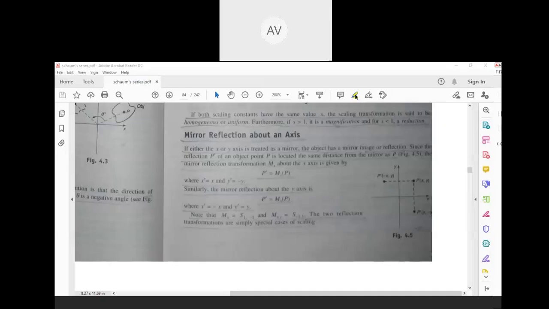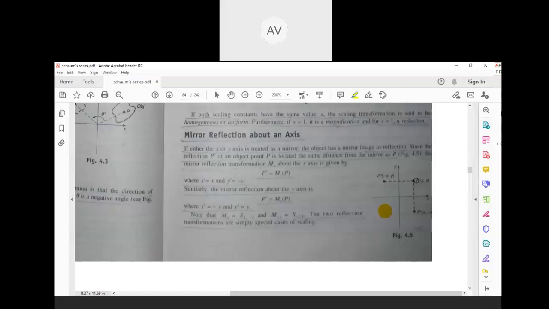Then if you want to reflect this point about origin, the point will come over here, in the third quadrant, where both the values are negative, x also negative and y also negative. So the P point coordinates will be minus x and minus y. Okay. So this is how the reflection about x-axis, reflection about y-axis, and reflecting the object point about origin work.